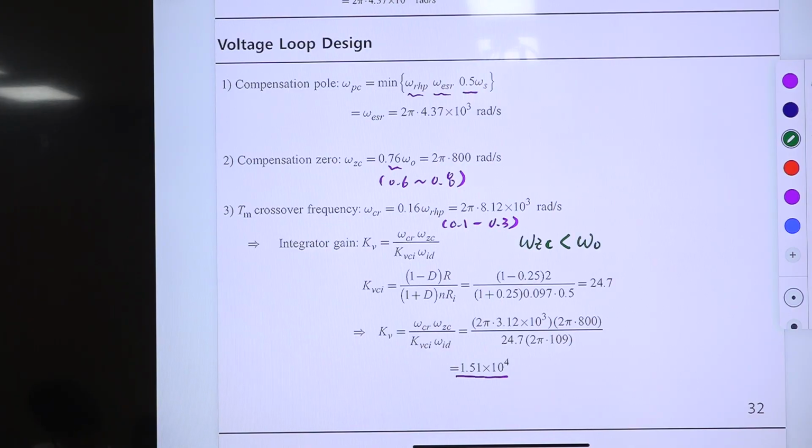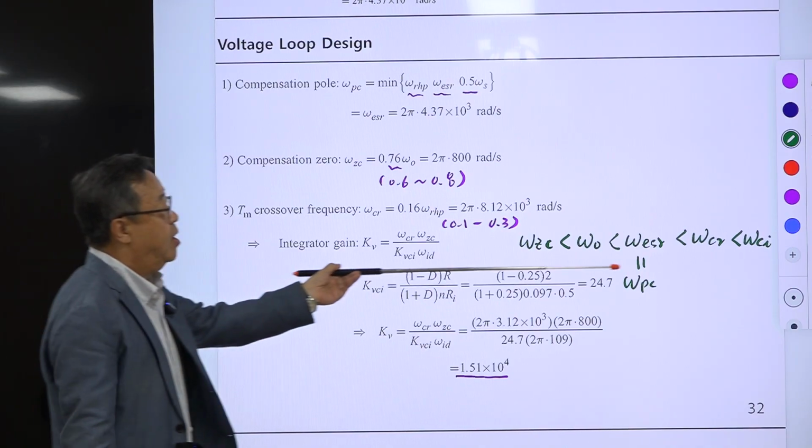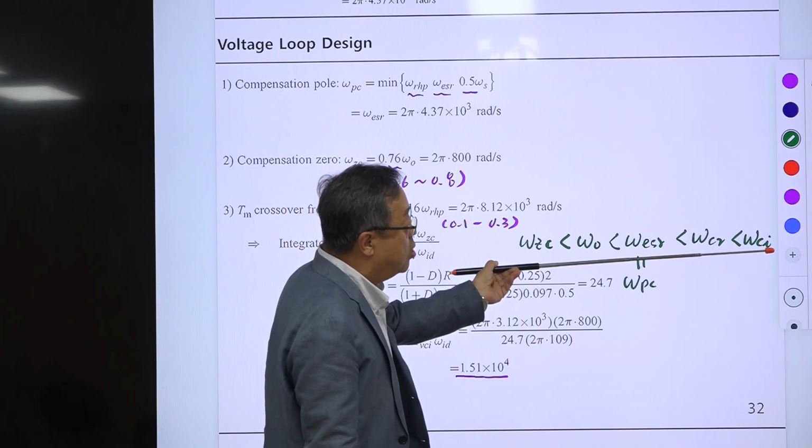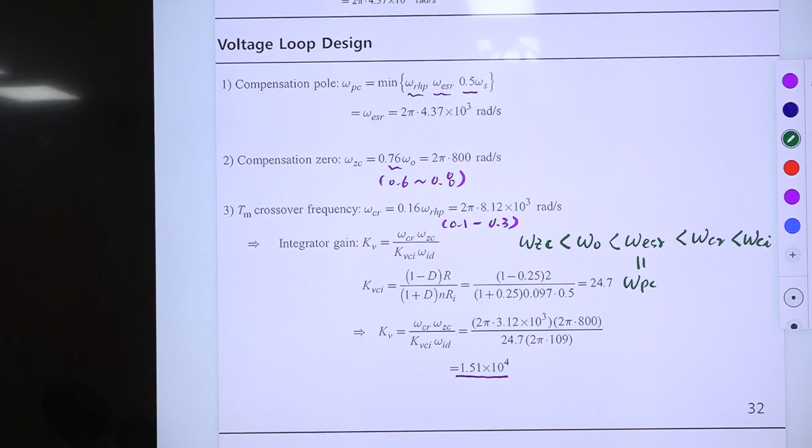This is explained here. So omega GC is coming first, and omega naught is the double pole frequency of the power stage. Omega ESR is coming later. We placed omega GP, omega PC. Omega PC is located here, so they are cancelled. And later on, the loop gain crossover frequency is here. And we have another pole, omega CI. No. This is the loop gain crossover frequency, and this is the crossover frequency of the current loop. And finally, the right half plane zero is coming next.